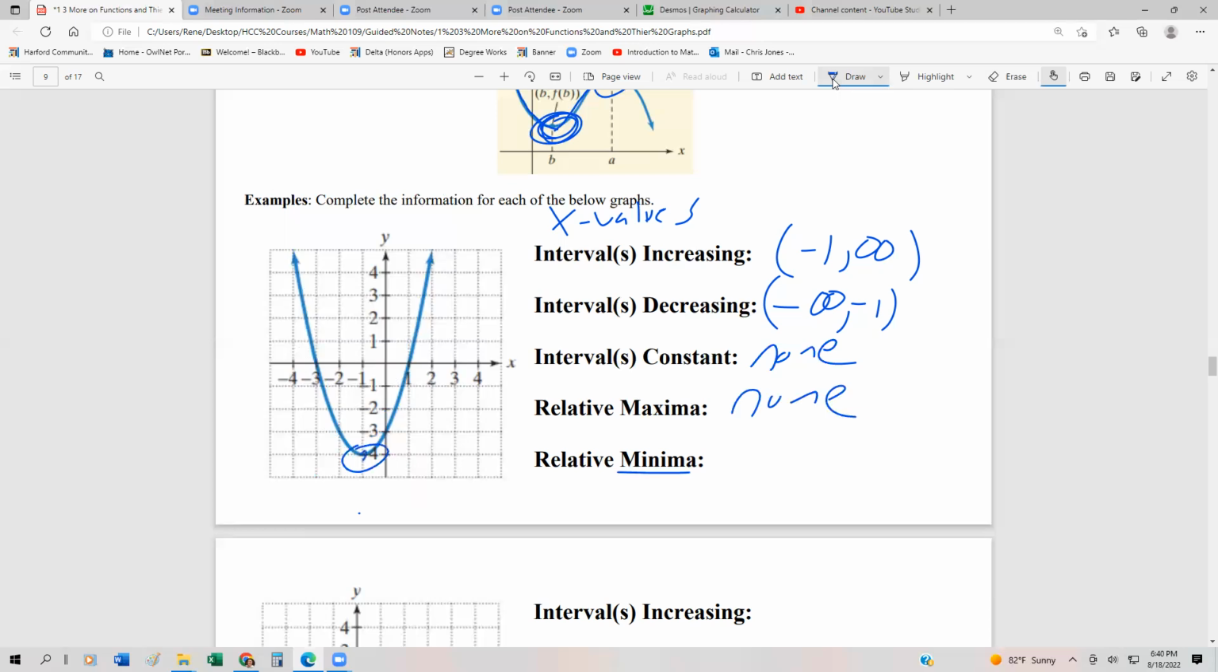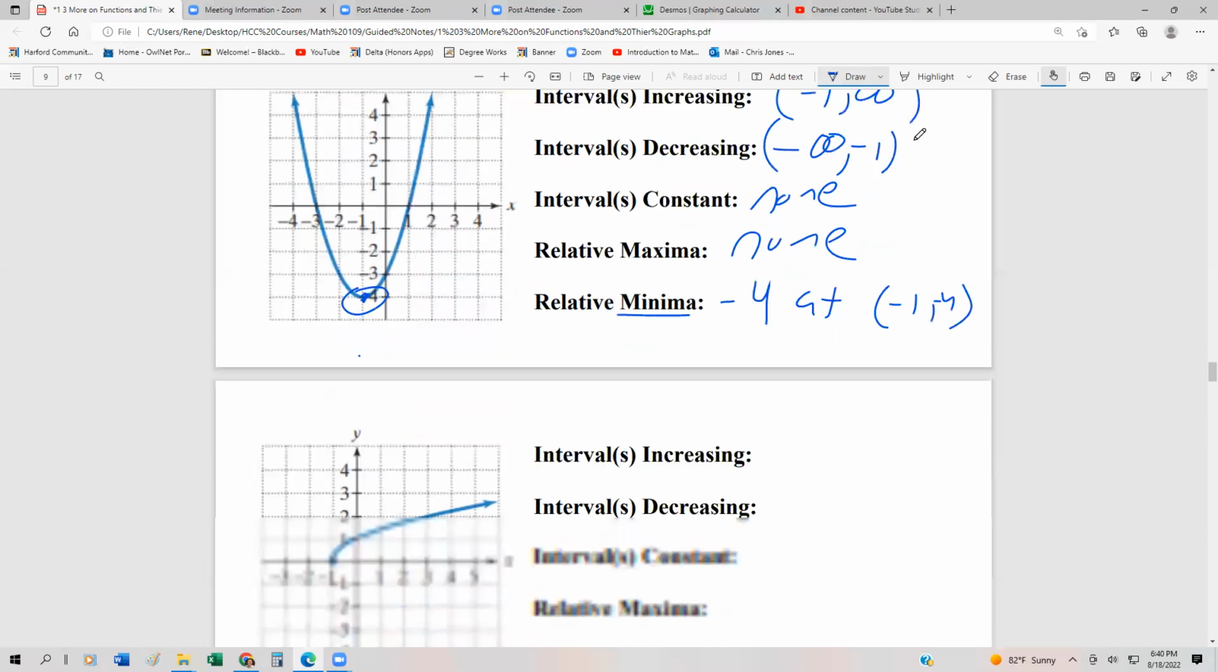There's this lowest point right here. And the minima is generally going to be the y value. So the minimal, or the smallest value for this, is going to be -4, and it's going to be at the point (-1, -4). So that's how we can take a look at the graph and determine some of these things. Several more examples of this.